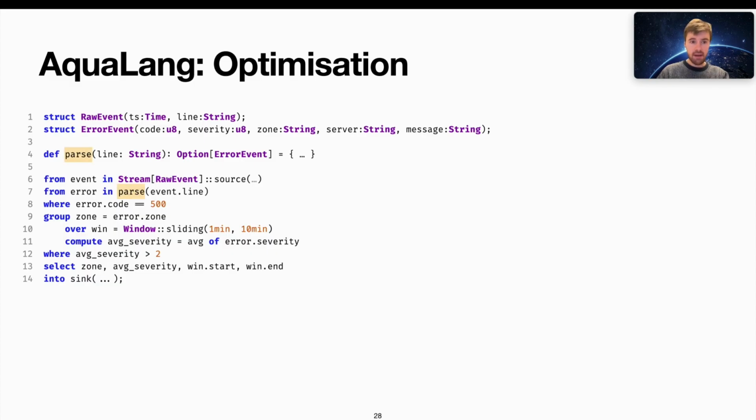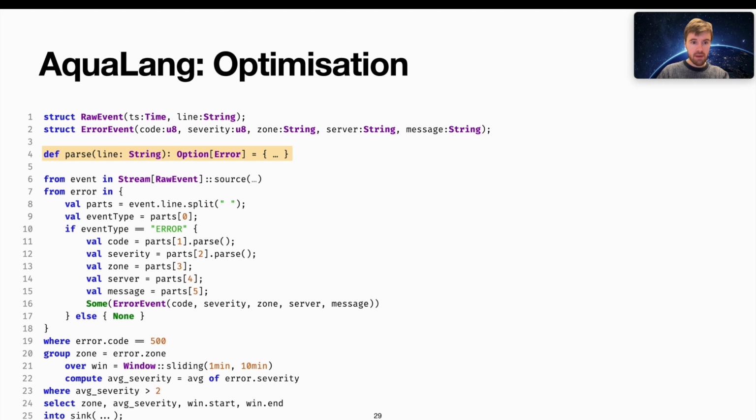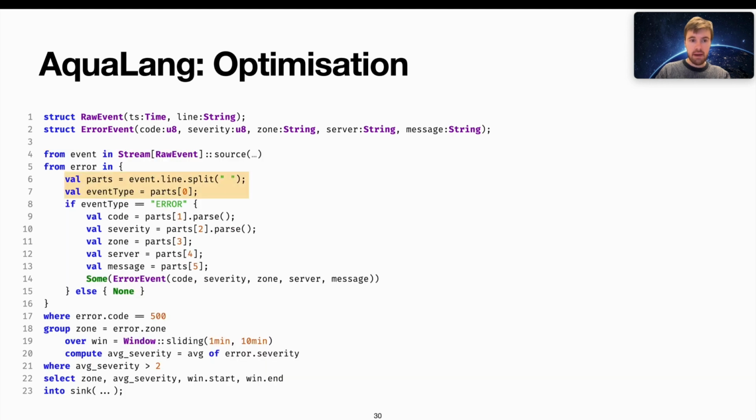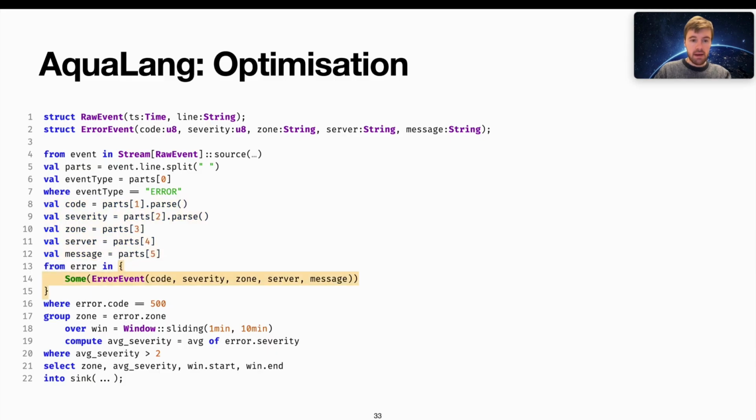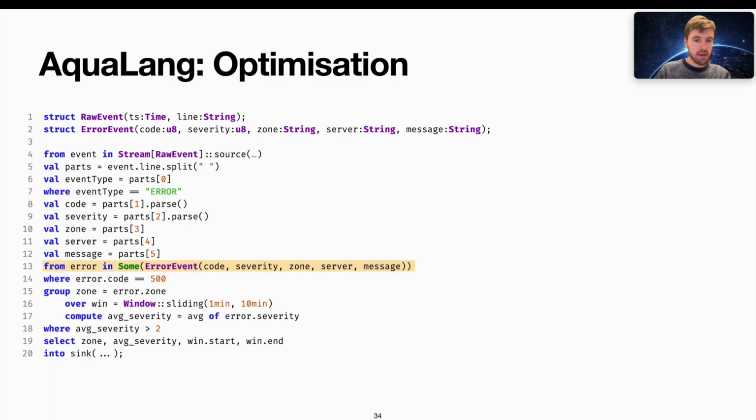First, it could choose to inline the parse function into the query, and then remove the parse function since it's no longer needed. Then it can move statements from the inline function into the query. So here, each val adds a new relation attribute to the query. Then this if expression can be rewritten into a where clause since the else branch does not contain any logic. Then the rest of the statements can also be moved into the query. And now, since this from clause is only iterating over a single value, it can be rewritten into a select clause. Then this error event struct can be inlined into the query so that its fields become relation attributes.